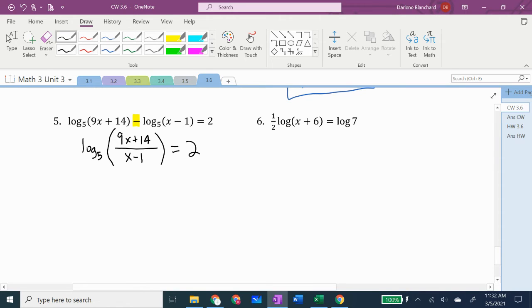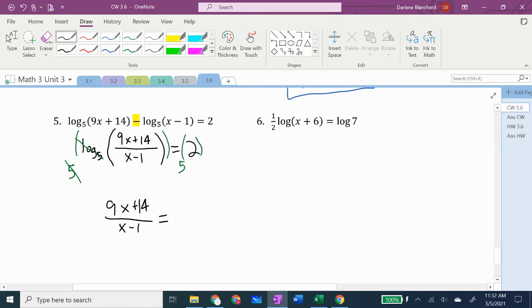Now I have the situation of log base 5 of a bunch of stuff inside it equals a number. This is where you can bring in the inverse operation. Log base 5, the inverse of that is 5 to the power of. If I 5 to the power of both sides of the equation, I keep the equal sign that is between them. But here I have inverse operations that cancel each other out, leaving me with the 9x plus 14 divided by x minus 1.